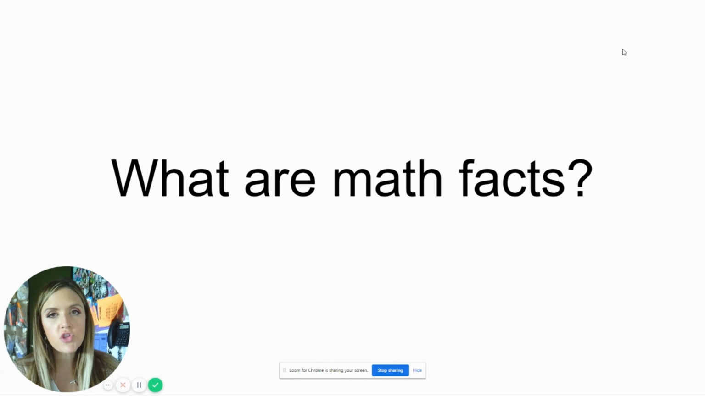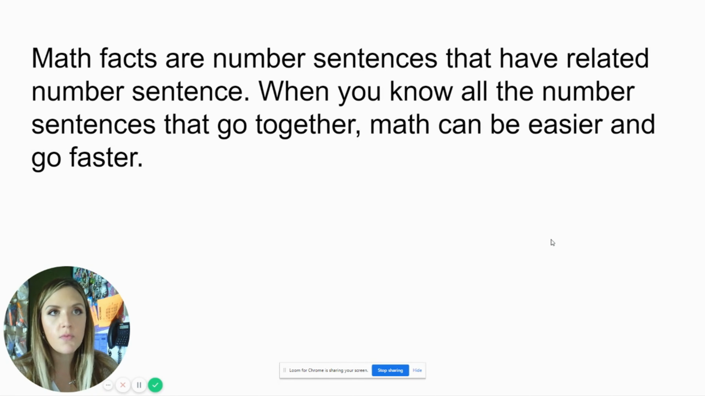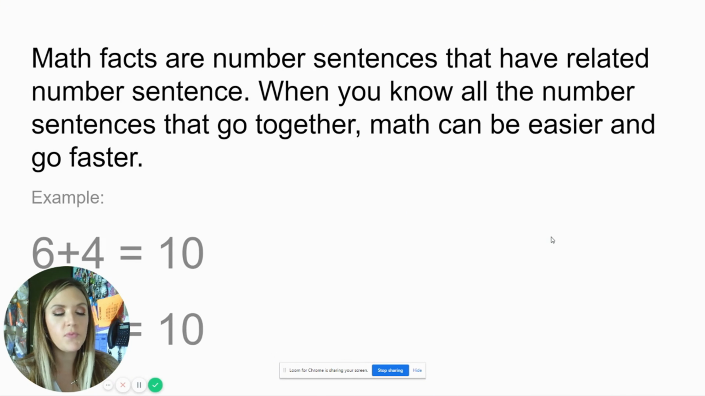So the first question you might ask yourself is, what are math facts? Well, math facts are number sentences that have related number sentences. If you know all the number sentences that go together, math can be easier and go faster. So I have an example to show you.